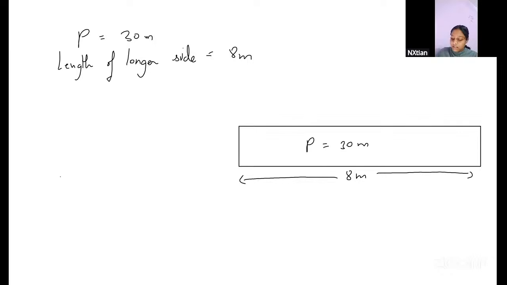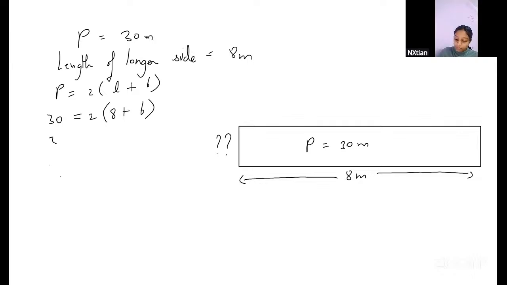Yes, Cedric? Ma'am, the shorter side is 7 meter. Yes, the length of the shorter side, that is the breadth, because we have a longer side and a shorter side, and perimeter is given, which means that it is a rectangle. So perimeter equals the rectangle formula, 2 times length plus breadth. Put 30 equals 2. What's the length of the longer side? 8. Breadth, I don't know, put a b.